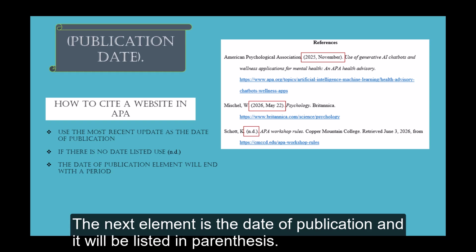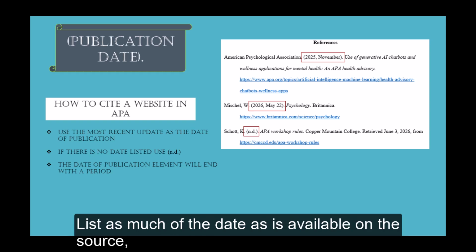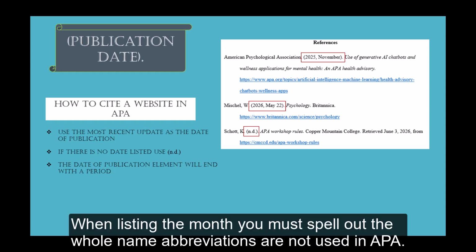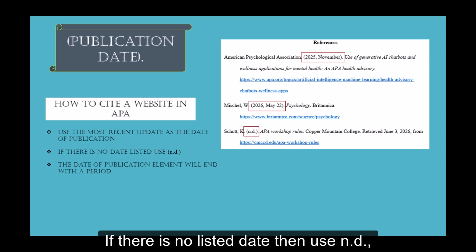The next element is the date of publication, and it will be listed in parentheses. List as much of the date as is available on the source, starting with the year, month, then day. When listing the month, you must spell out the whole name. Abbreviations are not used in APA. If there is no listed date, then use no date.